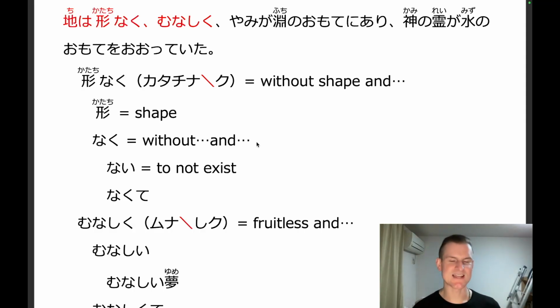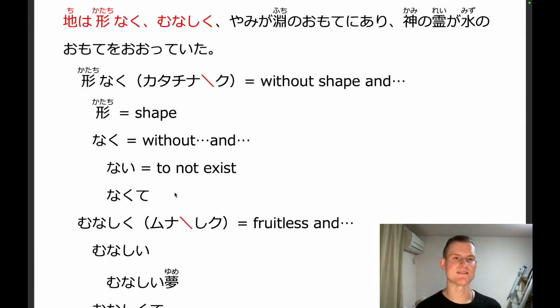I do need to mention, though, that technically speaking, this comes from a verb form. Nai is the negative form of the verb aru, which means to exist. So it means to not exist, but it conjugates like an I adjective. Here we put it in the conjunctive ku form the way we would any I adjective. So altogether, katachi naku means "without shape and something, something, something."